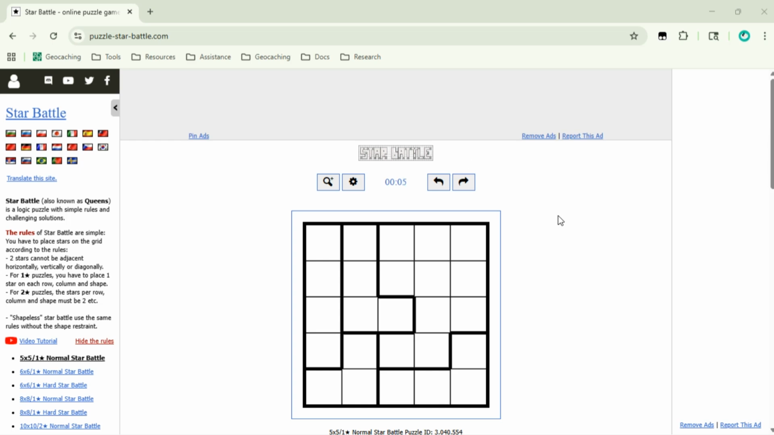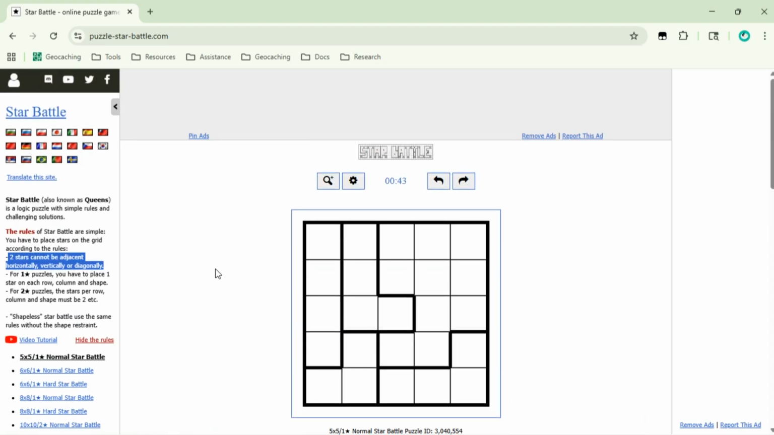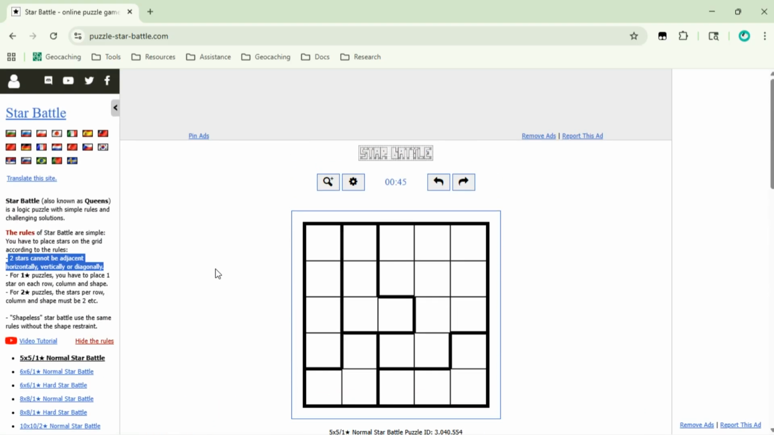Let's take a look at the Star Battle or Queens, popular type puzzle. You see it used for geocaching puzzles as well, similar like the other ones, maybe with a certitude checker. So the rules are: 2 stars cannot be adjacent to each other. And in 1 star puzzles, you need to have 1 star on each row or column. Diagonal is allowed. And in 2 stars, there can be 2 on each row and column, and so on. So this is a 5-5. This goes all the way up to 14-14 on this side. So it can be made much harder than what we do right now.